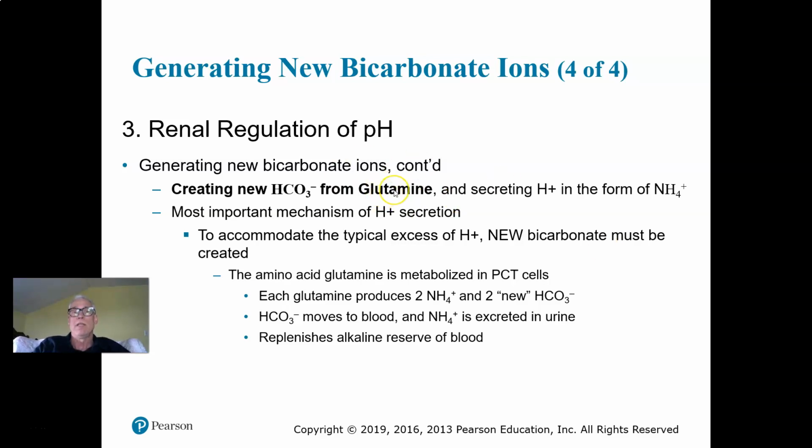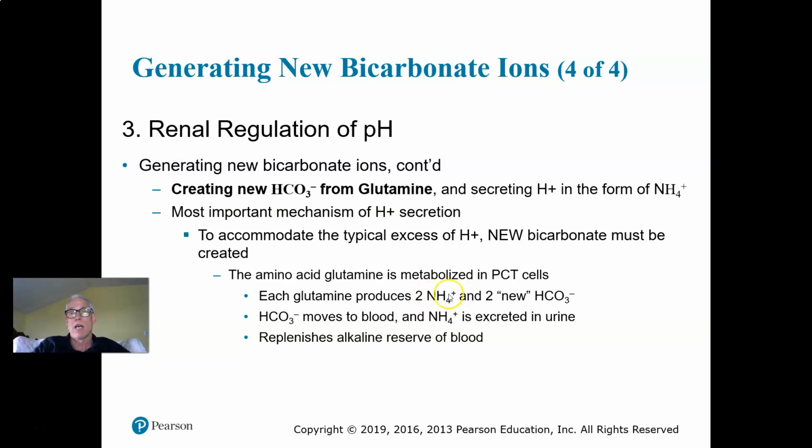So there's always glutamine in the circulation. The proximal tubule cells particularly, but other cells in the nephron, can take glutamine and break it down to produce 2 new bicarbonate ions and 2 ammonium ions. So this is like a safe way to secrete hydrogen ions.